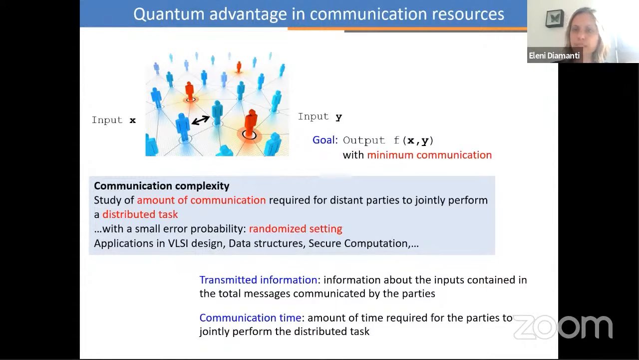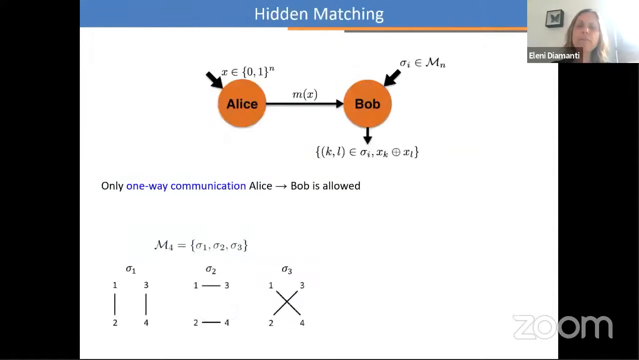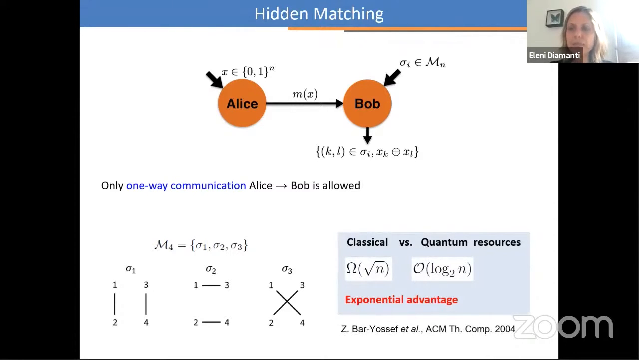So this is why transmitted information is important. Let me show you now a specific protocol in communication complexity that has been known for several years in the computer science community, because it shows an exponential advantage between classical and quantum resources. So what is this hidden matching protocol?